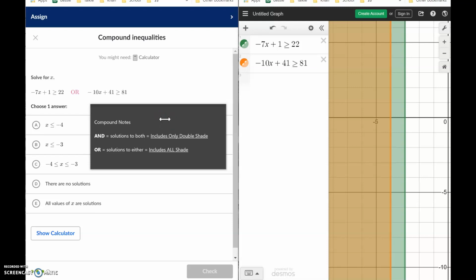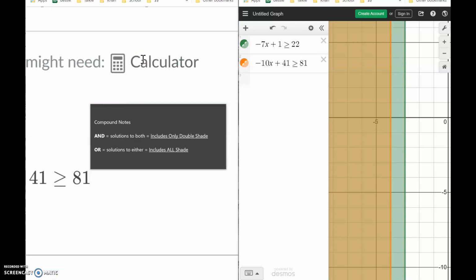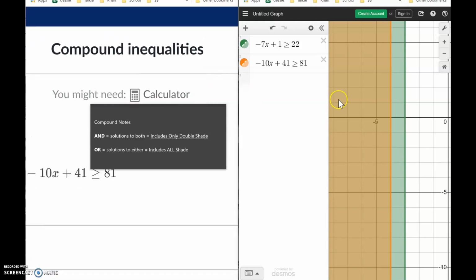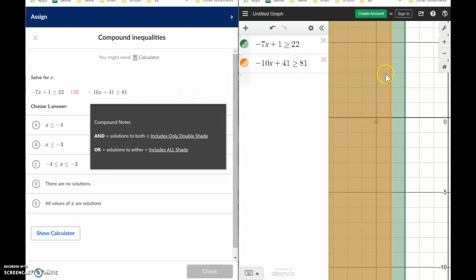Alright, here we're back with another compound inequality video. This time we're just doing Desmos hacks, so we're not going to spend a ton of time solving these out, rather than just graphing the compound inequalities in Desmos and seeing how we can utilize the shade that we can visualize to select the correct answers.